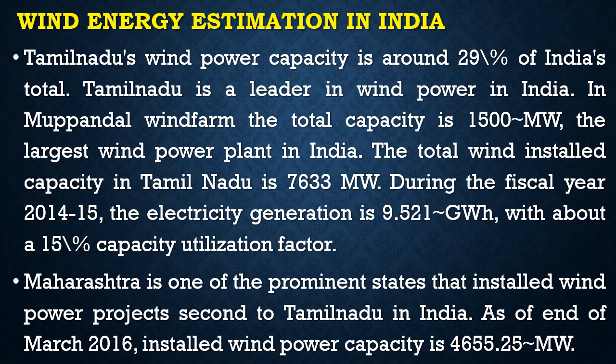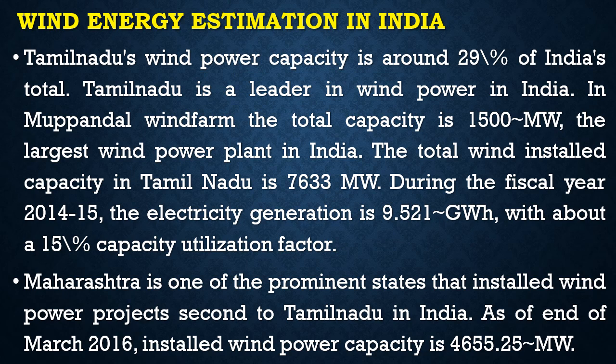So Tamil Nadu's wind power capacity is 29% of India's total. From the table you can see that 29% of the contribution is from Tamil Nadu. Tamil Nadu is a leader in wind power in India. The Muppandal wind farm, with a total capacity of 1500 megawatt, is the largest wind power plant in India. The total installed wind capacity in Tamil Nadu is 7633 megawatt. During the fiscal year 2014-15, the electricity generation was 9.521 gigawatt hour with about 15% capacity utilization factor.